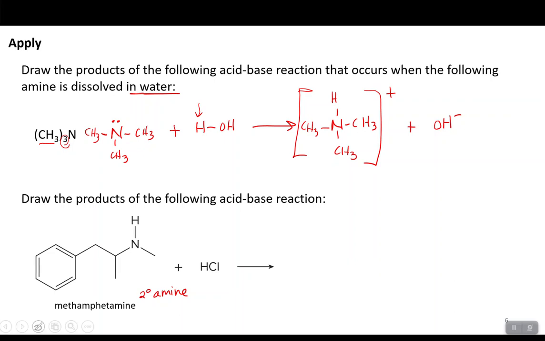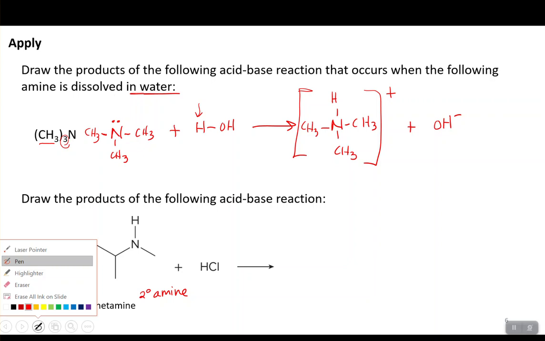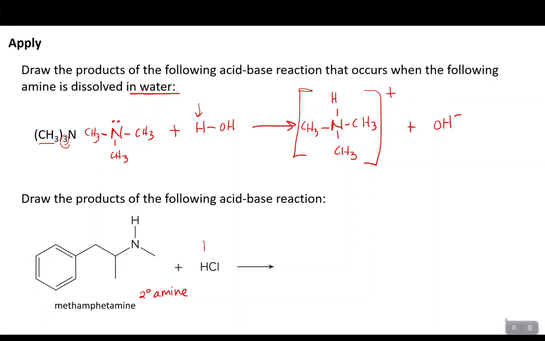Okay, so here's our amine. Let's go ahead and react. The first thing that will happen is this hydrogen will be donated as a proton to my methamphetamine molecule. So let's go ahead and draw that molecule out. And now this nitrogen is going to have one more hydrogen. Because it accepted a proton, this is now positively charged. What is left behind is my Cl minus.